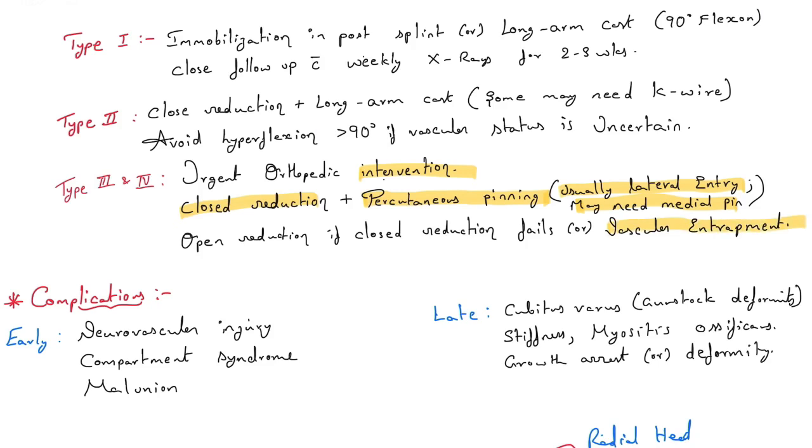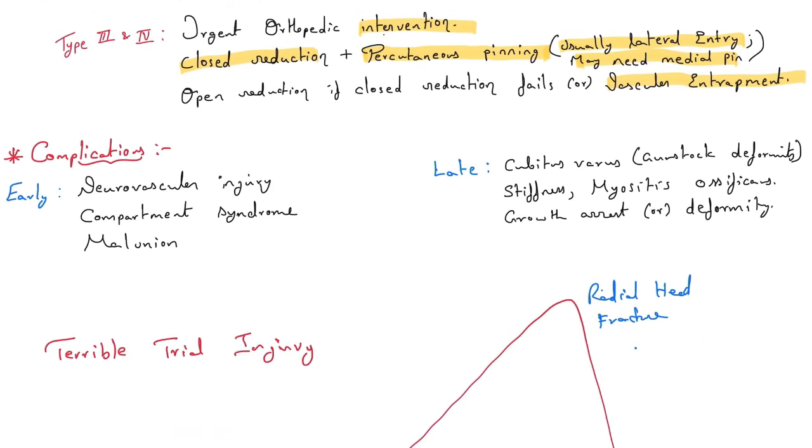Now in complications, we can see some neurovascular injury, especially median nerve and brachial artery. I already mentioned this. Next, we can sometimes see Volkmann's ischemic contracture. If we miss the compartment syndrome, after about 6 hours it can cause Volkmann's ischemic contracture, mostly seen in the elbow. Next one, we can see malunion. These three things come under early complications.